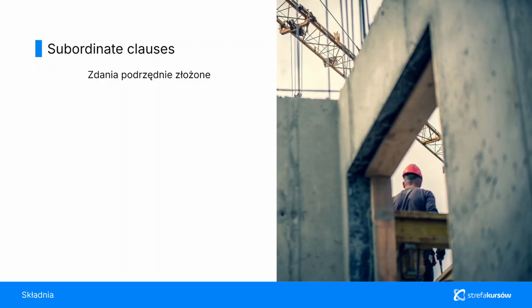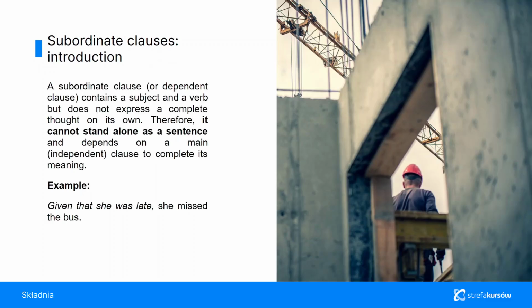Second of all, they express relationships between ideas. They help you show how different pieces of information relate to each other, such as cause and effect, contrast, or conditions. Third of all, they vary sentence structure. Using subordinate clauses allows for more varied and sophisticated sentence structures, which is a key characteristic of advanced English. So, enough of that. Let's get to it.